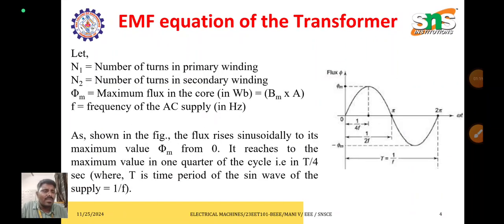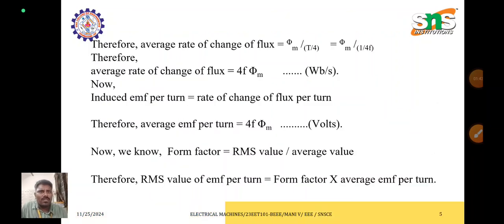Here this is the flux waveform, with respect to the flux and the angular velocity omega t. The produced flux is maximum at the time of T by 4, where T is equal to 1 by f. So T by 4 is 1 by 4f. Here the maximum flux is at the time of T by 4.